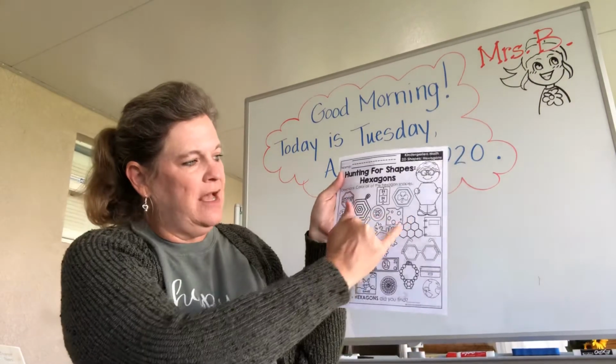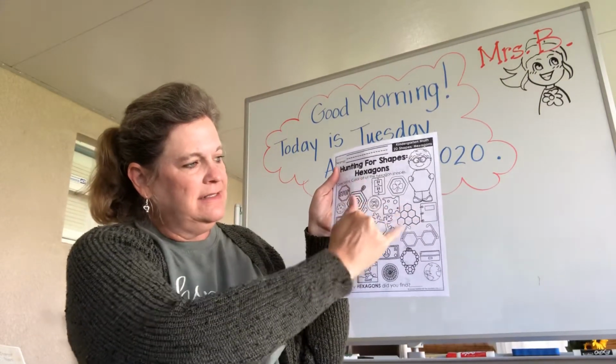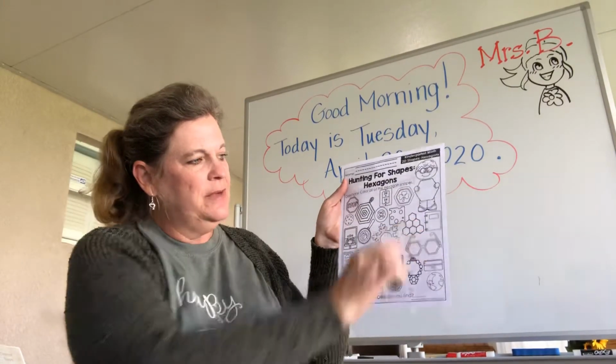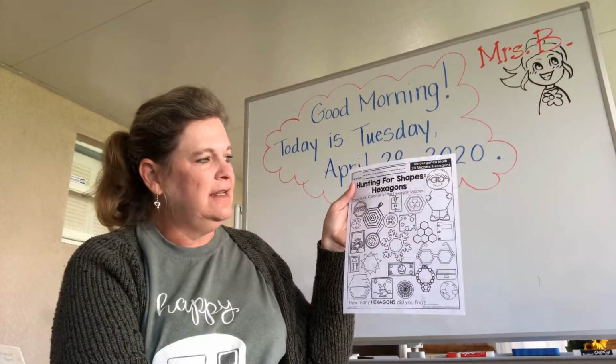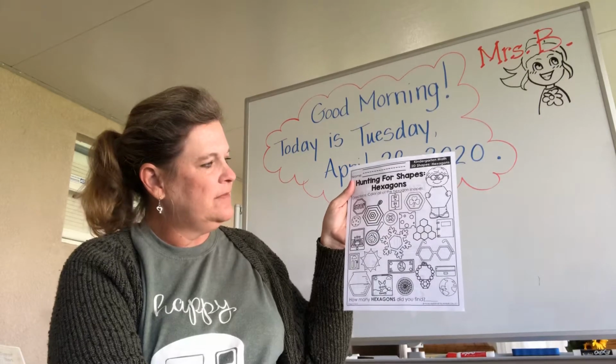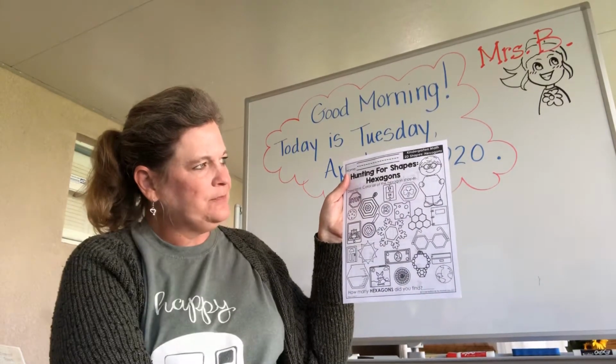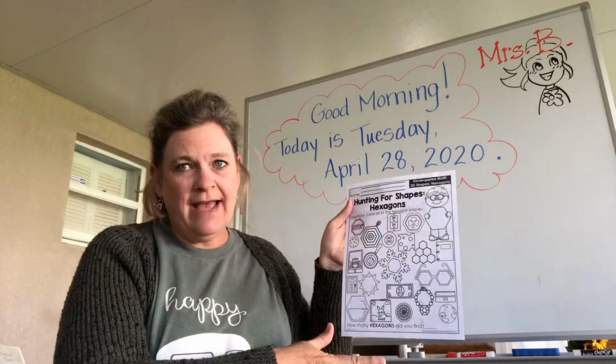Like this beehive has 6 of them right there. So make sure you're counting each hexagon, okay? And then you're writing how many there are. Take a picture of that.